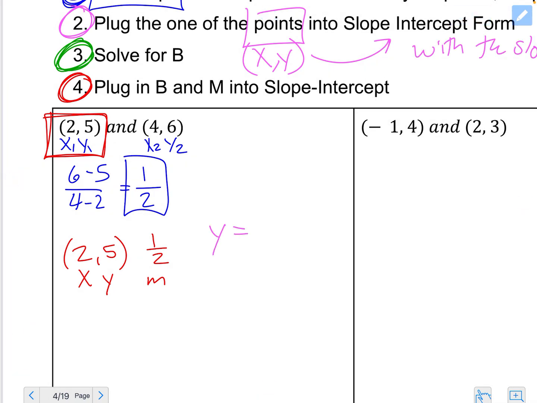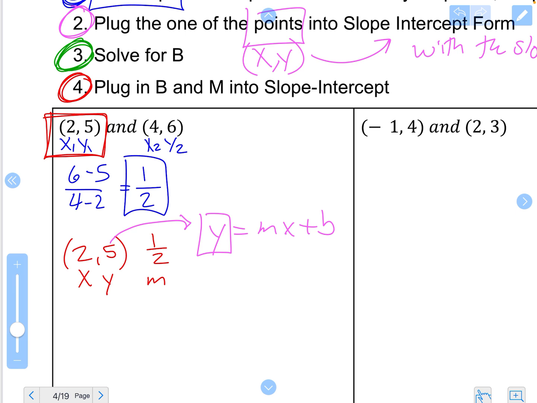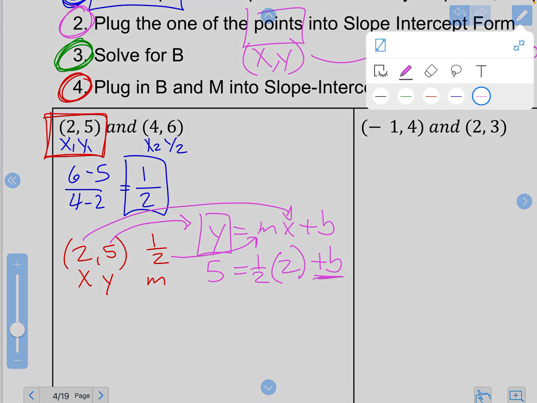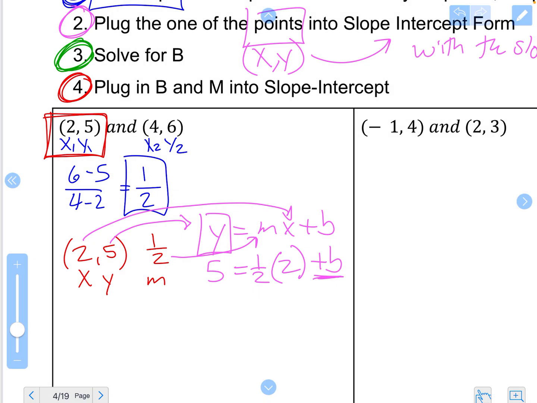So we're going to take y equals mx plus b, and then we're going to plug in y, which is going to be our 5. We're going to plug in 2 for x, and we're going to plug in our 1/2 for slope. So 1/2 parentheses 2 plus b. So our b is what we're looking for. Our b is what we're going to try and find. So now we need to solve for b.